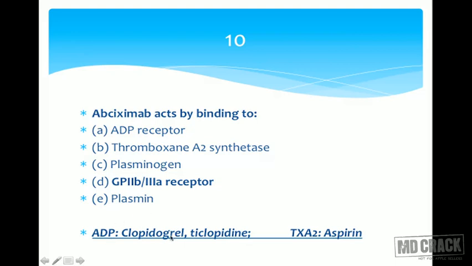ADP binding is inhibited by clopidogrel and ticlopidine, and thromboxane A2 affection is done by aspirin. These are two other groups, and the group which is asked on this question is GP2B3A receptor antagonist. One is apixaban, and you also have in this group tirofiban and eptifibatide. So we could revise the three mechanisms of antiplatelet action.